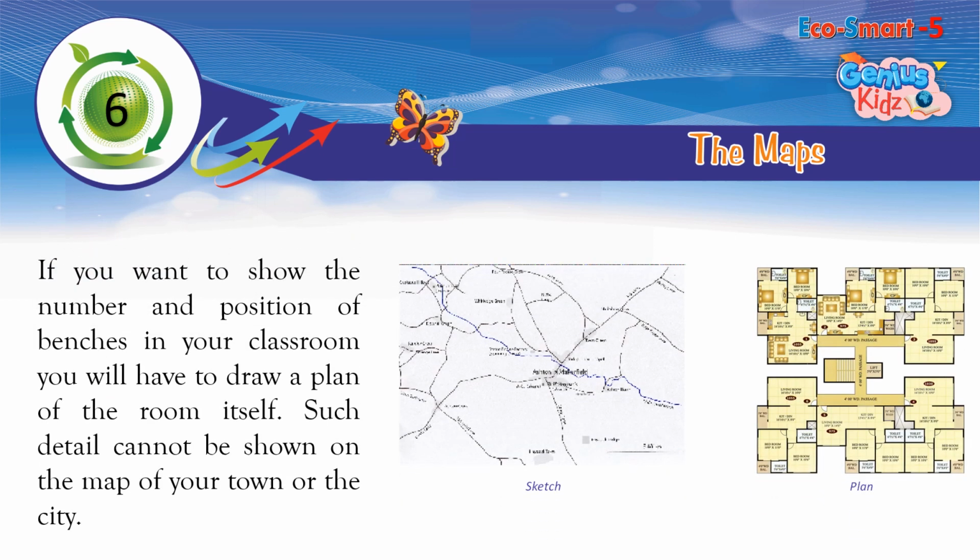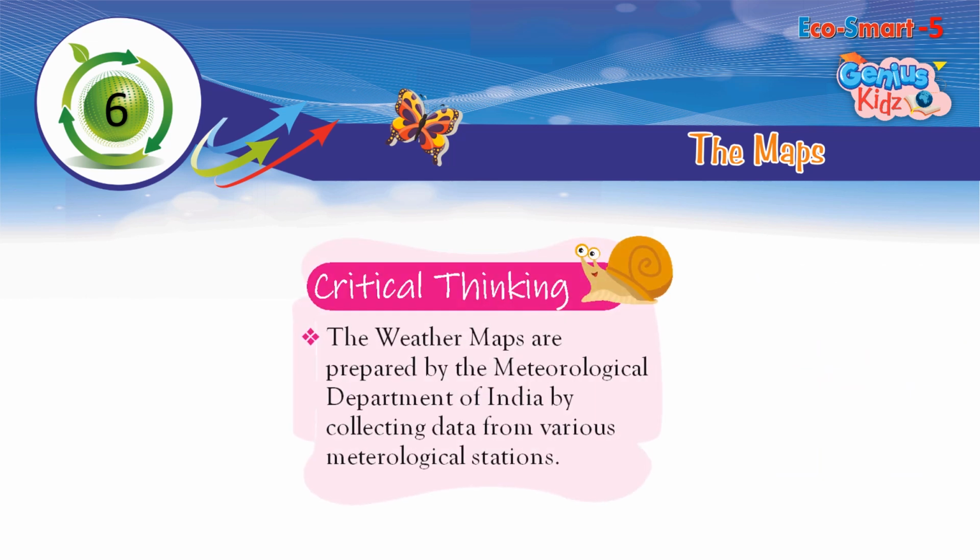If you want to show the number and position of benches in your classroom, you will have to draw a plan of the room itself. Such detail cannot be shown on the map of your town or the city. Critical thinking. The weather maps are prepared by the Meteorological Department of India by collecting data from various meteorological stations.